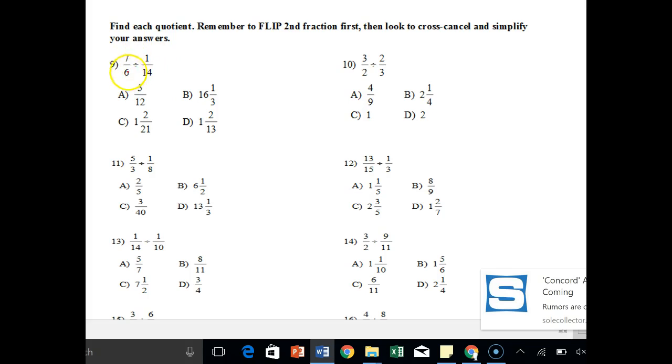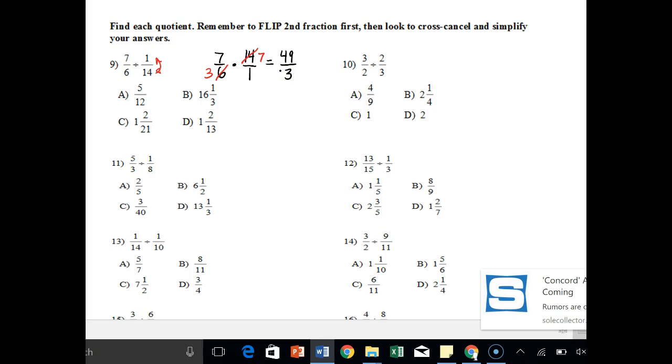So on 7 over 6 divided by 1/14, this division sign should be a big alert sign for you to flip your second fraction first. So 7 over 6 times 14 over 1. Now I can look to cross-cancel, and obviously 6 and 14 can both be divided by 2. 6 divided by 2 is 3, 14 divided by 2 is 7. When I multiply straight across, I get 49 over 3.